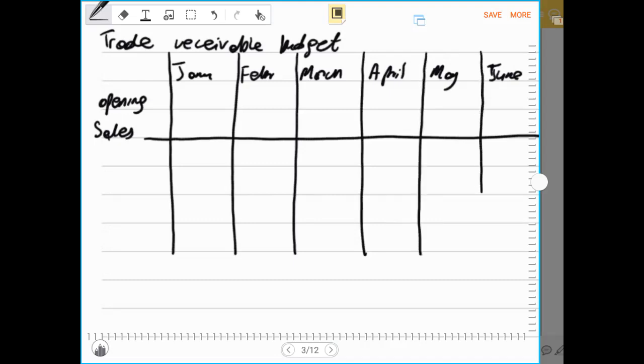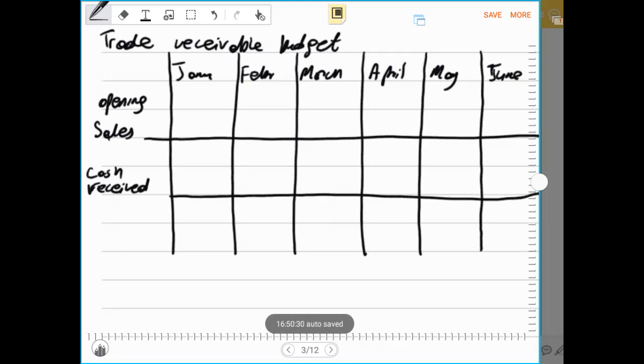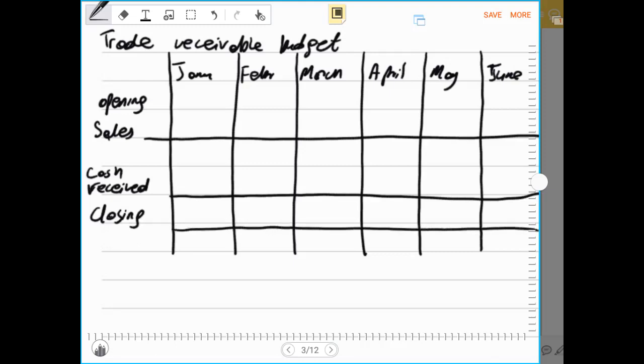Draw the lines here in between. Then after, we'll have less cash received, because our customers will have to pay us back. So now cash that will be received will have to be deducted. Then after we receive the cash from our customers, this will be the closing. Cash received will be negative because it reduces what our debtors or receivables are owing us.